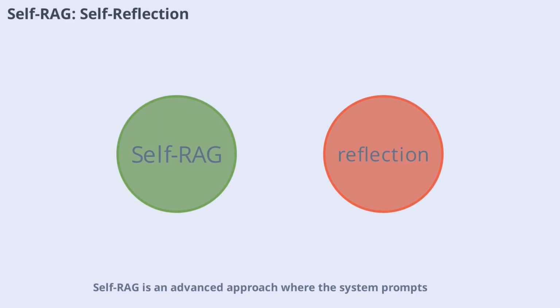Self-RAG is an advanced approach where the system prompts the LLM to generate adaptive reflection tokens during output. The model dynamically decides if retrieval is necessary, judges the usefulness of retrieved pieces, and self-evaluates its own response for factual consistency. This self-reflective process helps ensure that answers are both accurate and relevant, even in complex scenarios.